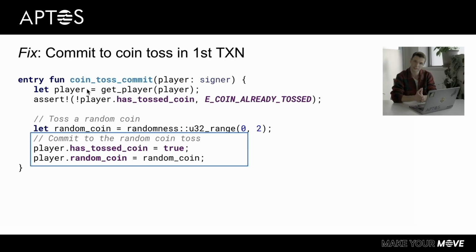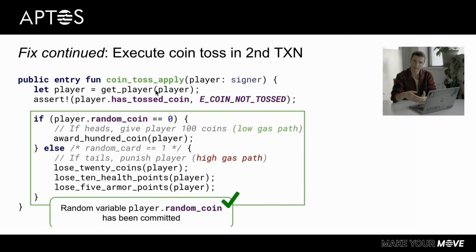So we're going to split this earlier function into two functions. The first one is coin toss commit. It does the same thing as before, except after it picks the random coin, it stores it in the player resource, committing to it, if you want. And then there's a second function that actually applies the outcome from the coin that was committed to in the resource. In this function, you fetch the player once again, and you check that he has tossed the coin indeed, and then you access that coin and you deliver the outcome. And now it no longer matters whether this is a low gas path or a high gas path, because the random variable has been committed in a previous transaction.